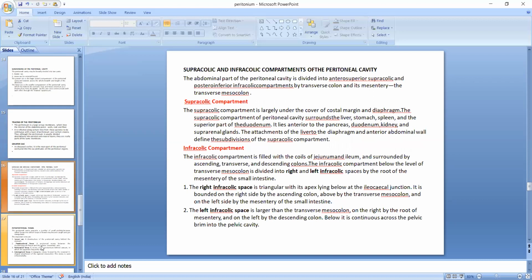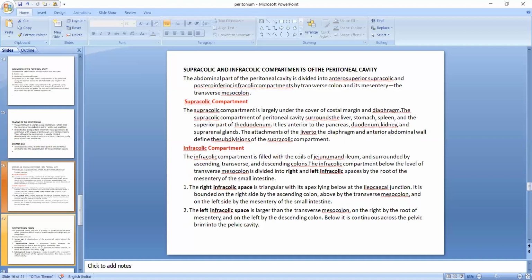Supracolic and infracolic compartments of the peritoneal cavity. The abdominal part of the peritoneal cavity is divided into the anterior superior supracolic and posterior inferior infracolic compartments by the transverse colon and mesocolon. Supracolic compartment is largely under the cover of the costal margins and diaphragm, and this compartment surrounds the liver, stomach, spleen, and the superior part of the duodenum, and lies anterior to the pancreas, duodenum, kidney, and suprarenal gland. Attachment of the liver to the diaphragm and anterior abdominal wall defines the subdivisions of the supracolic compartment.